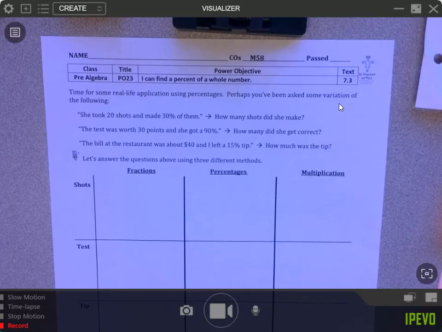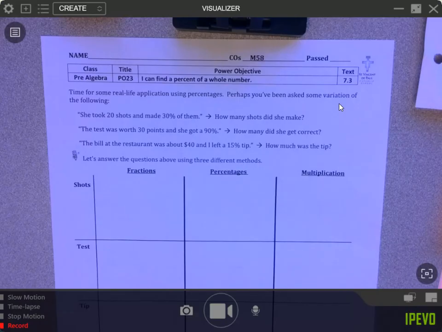Or you might know how many correct you have. What percentage would that be? Or the bill at the restaurant was about $40 and I left a 15% tip. How much was the tip? Whenever you go out to a restaurant and want to leave a tip, you should know how to figure out what that tip is. You guys are in 6th grade now, you're getting older. You're almost to the point where you're going to go out to a restaurant with just friends. You need to tip your waiters and waitresses, and you need to know how to figure that out.